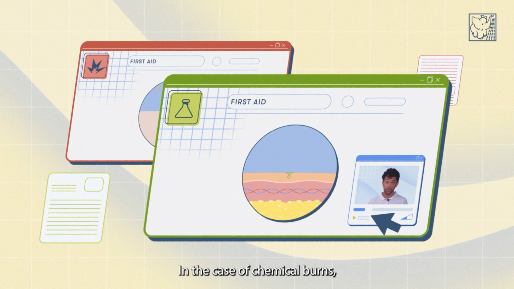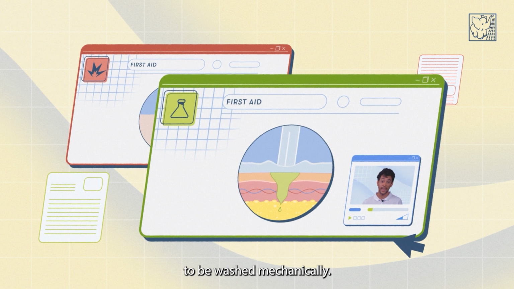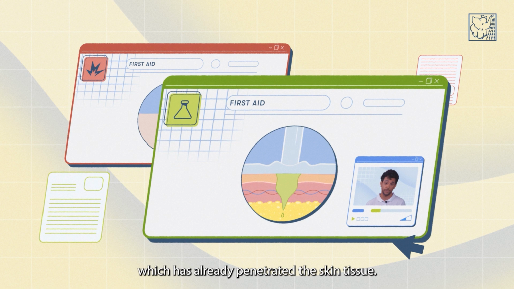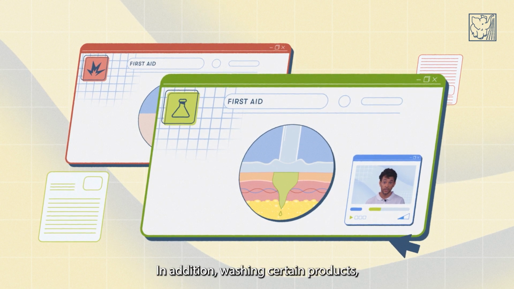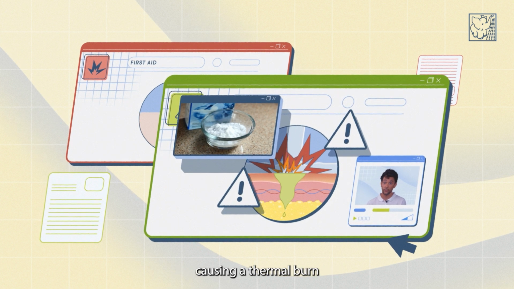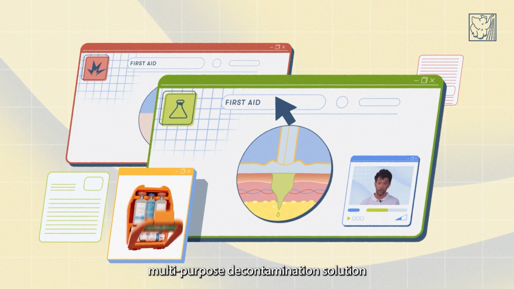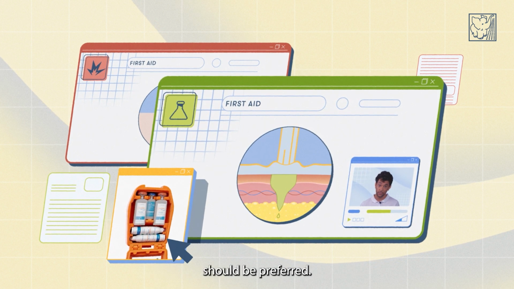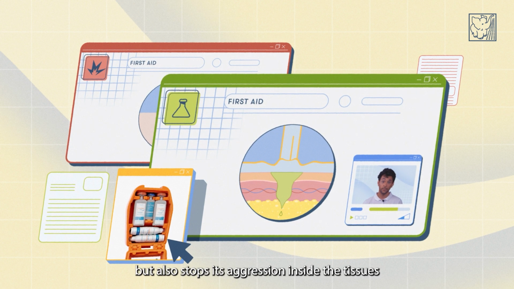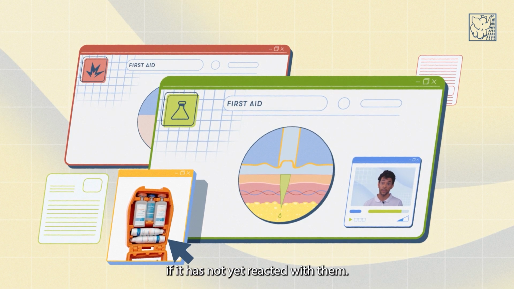In the case of chemical burns, washing with water only allows the surface of the tissue to be washed mechanically. This has no effect on the product, which has already penetrated the skin tissue. In addition, washing certain products, such as lime, with water creates an exothermic reaction causing a thermal burn in addition to the chemical burn. This is why washing with an active multi-purpose decontamination solution should be preferred. This solution not only washes the chemical from the surface, but also stops its aggression inside the tissue if it has not yet reacted with it.